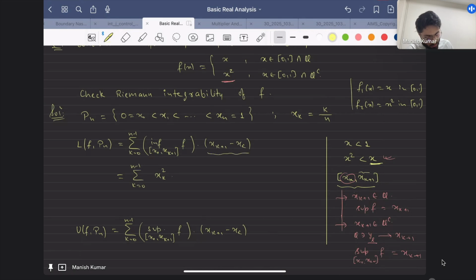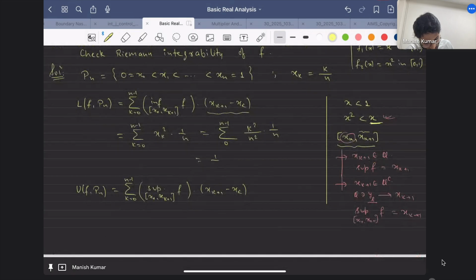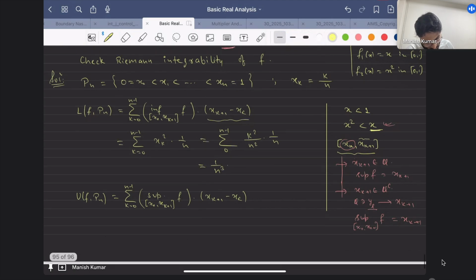Now we know that this gap is 1 by n. We have this uniform gap, and xk, I also know the value is k by n. Let me first write this, xk square and then 1 by n, and I know that xk square is k square by n square, and then you have 1 by n. So this is 1 by n cube, and what is the summation? Summation of k square, when k is from 1 to n, you know it is n into n plus 1 into 2n plus 1 by 6.